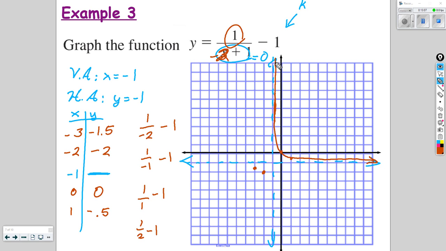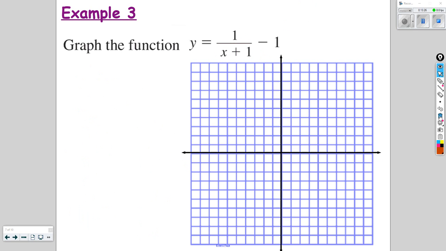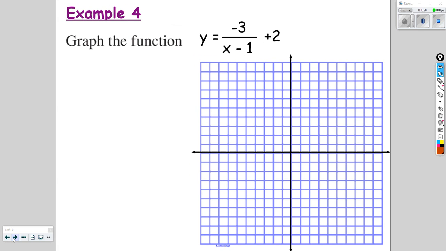But really nothing super spectacular about the shape. They're really close to the axes, or the asymptotes. I said axes before, I meant asymptotes. And not much happens. It just gets closer and closer to those asymptotes without touching them. All right, on to the next one.